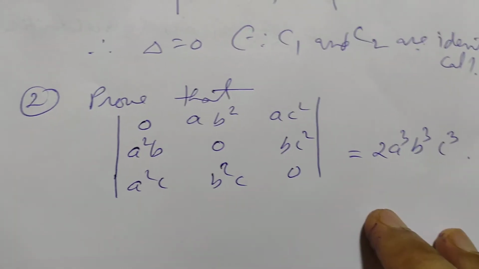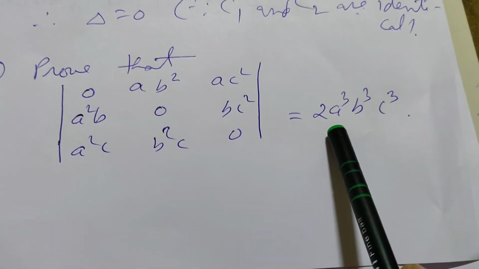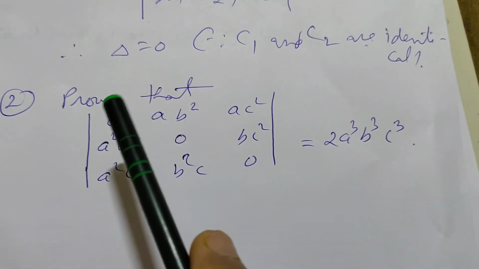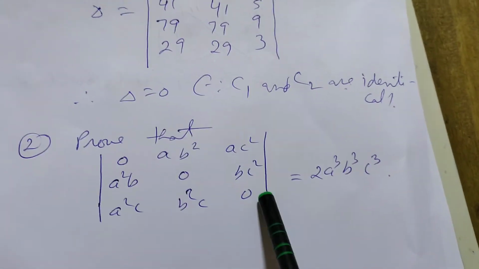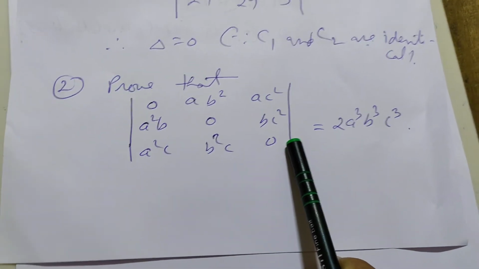Okay students, we'll do now another question. Prove that this determinant value is equal to 2a cube b cube c cube. And remember that whenever the question is of this kind, prove that, always try to use properties, because if you do not use properties, you will not be getting the desired marks in the board examination.